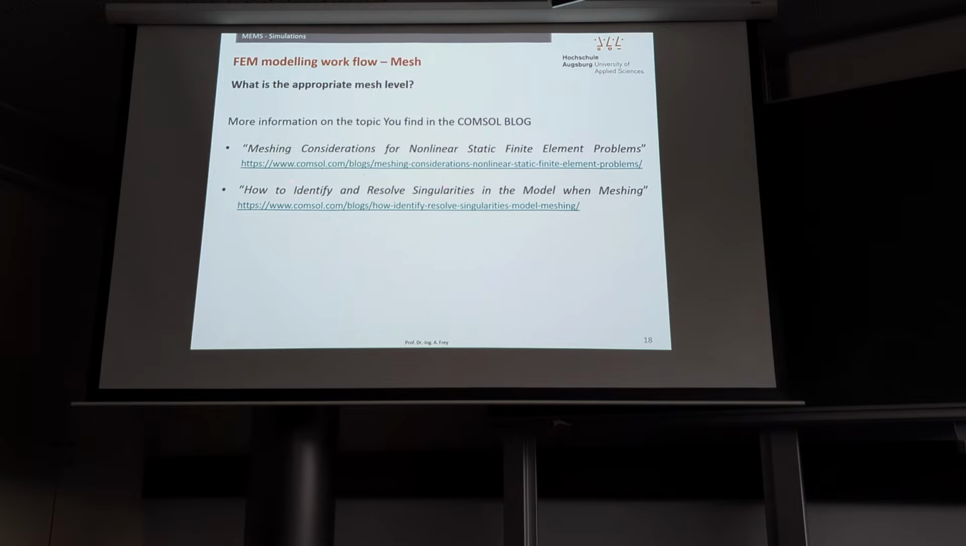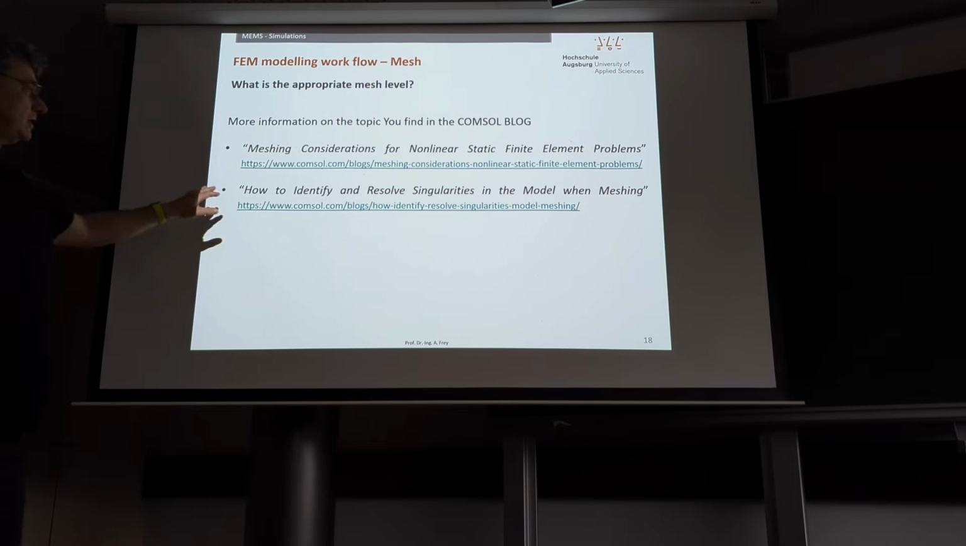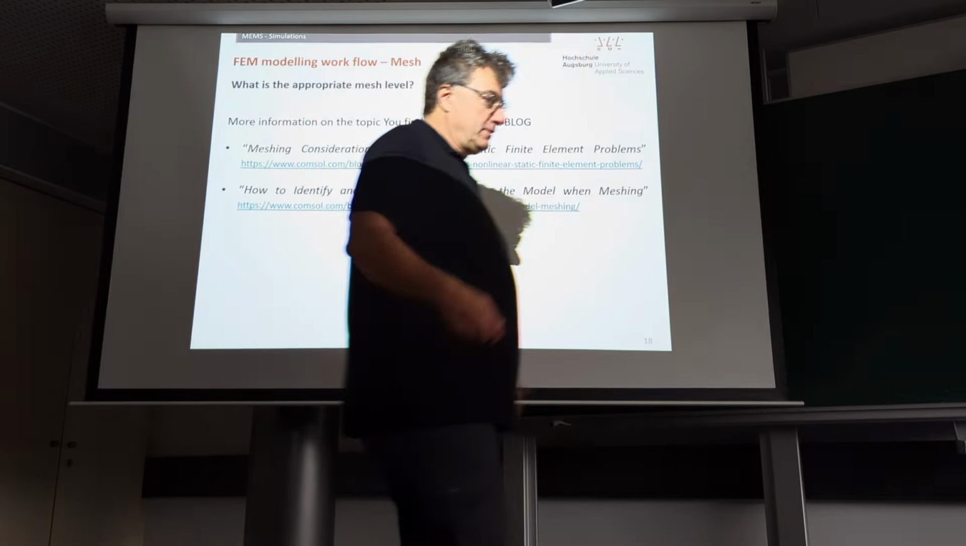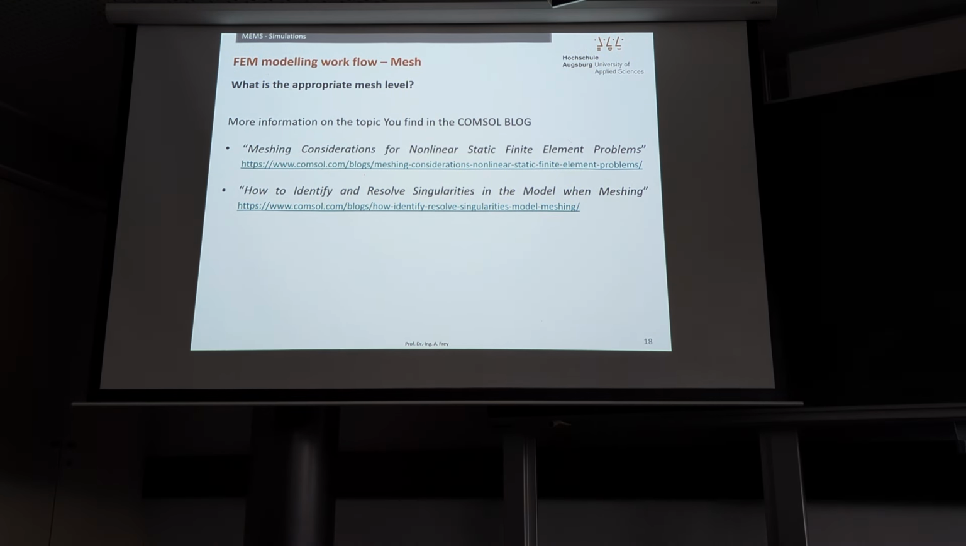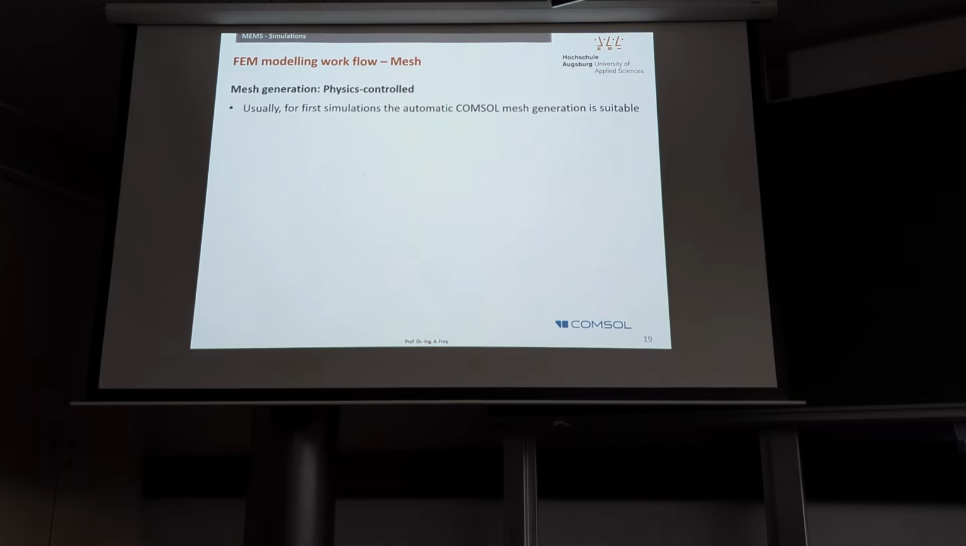How to identify and resolve singularities in the model when meshing. This is something I address later, maybe today, maybe next lecture, where I give you a demo model. And we discussed it today in the very beginning with our mechanical examples with the fillets. If you don't have a fillet on the particular edge, you will get exactly a singularity. And how to handle this is described here in that blog, but I also do it in the lecture, either today or next time.